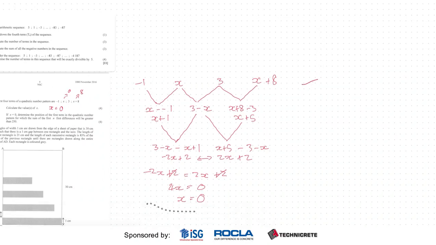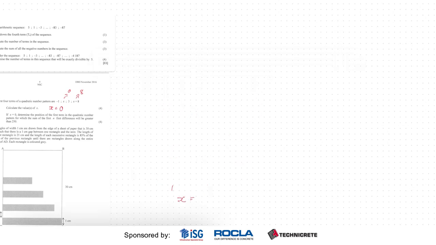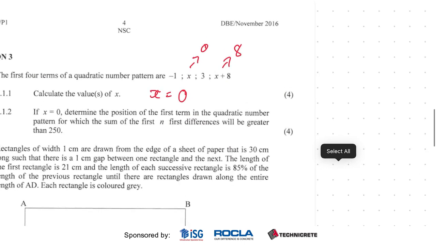Okay, let's make some space here. Still got some stuff here to get rid of. Okay. If x equals 0, determine the position of the first term in the quadratic number pattern for which the sum of the first n first differences will be greater than 250.